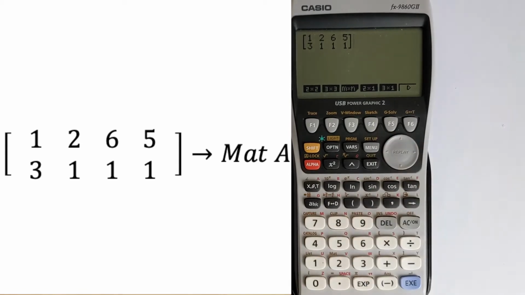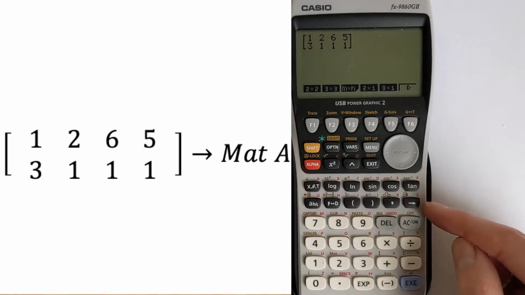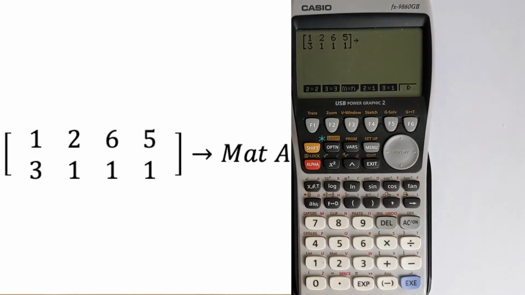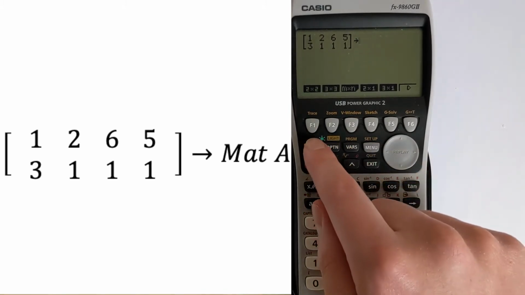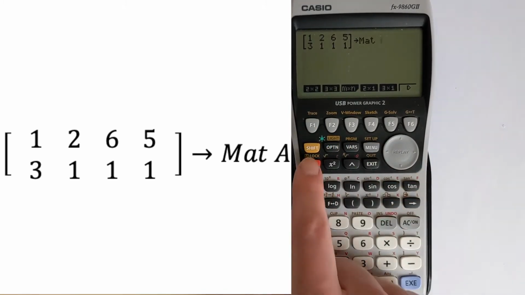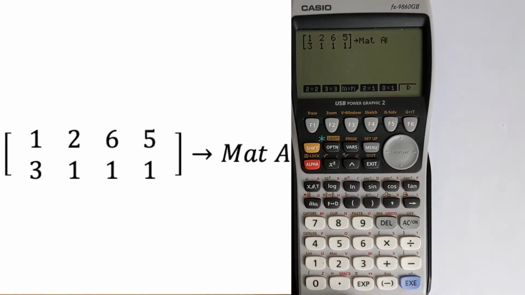Right, we need to then assign this to a matrix. So I'm going to call this matrix A. You can't store it in just A as a variable, it has to be matrix A. So we're going to use this arrow here to assign it. Then we're going to do shift, and then mat, then alpha, and then option A. And when you press equals, that will set that to the correct matrix. So this is now stored in the calculator as mat A, and we can recall that.